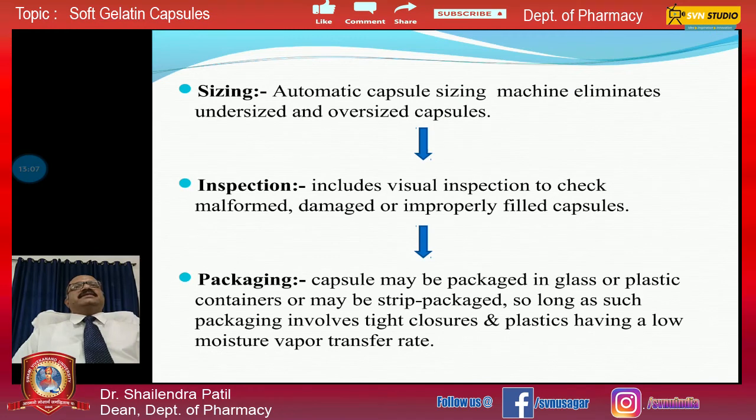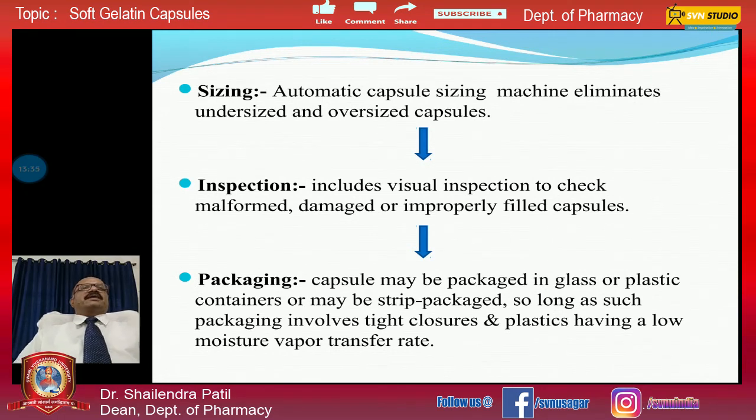Then sizing of those capsules is done. An automatic capsule sizing machine eliminates undersized and oversized capsules. Then inspection. An inspection table is there, and those who are engaged in that duty have to keep their eyes on it. That includes visual inspection to check for malformed, damaged, or improperly filled capsules. And finally, it goes for packaging.